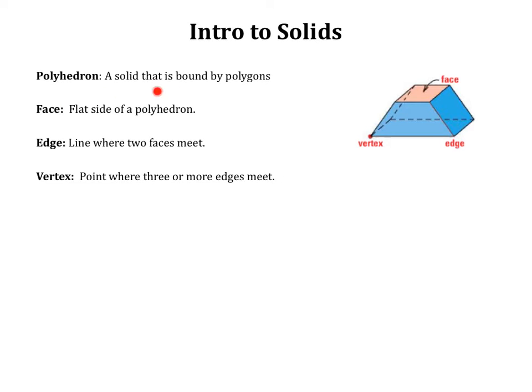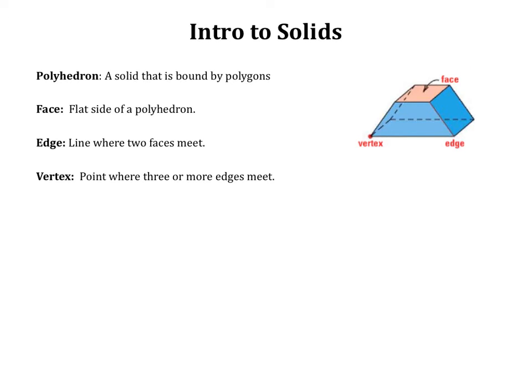So first we have a polyhedron. A polyhedron is a solid that is bound by polygons. So here we have an example of a polyhedron. A face is the flat side of a polyhedron, so there are lots of faces on the top, left, right, bottom, front, back. An edge is a line where two faces meet, so here we have an edge, or up here we have an edge.